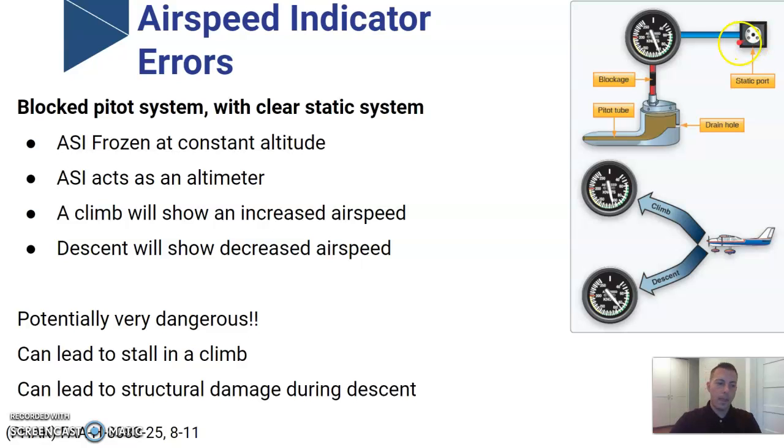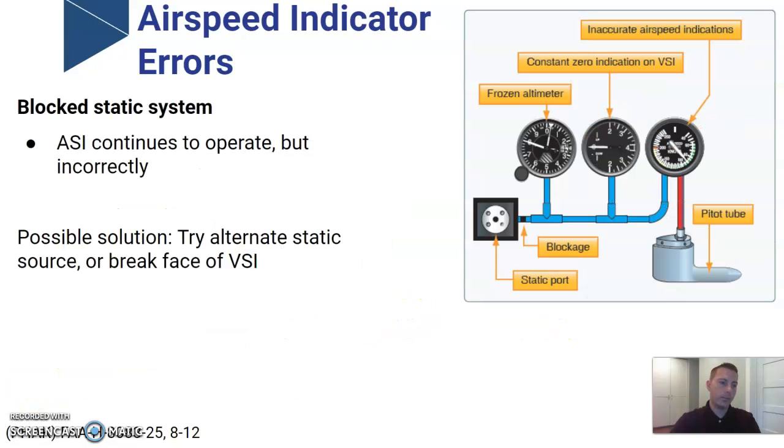A climb will show an increase in airspeed, and a descent will show a decrease in airspeed. And this can be dangerous because it can lead to a stall in a climb because you're reading a higher airspeed than what you normally are. And you can cause structural damage because you're overspeeding the aircraft in the descent because you're showing a low airspeed. If you have a blocked static system, the airspeed indicator is going to continue to operate, but it's going to be incorrect because we don't have that differential anymore. We don't have the correct atmospheric pressure from the outside to counteract what the ram air pressure is giving us. So it's going to still read, it's just not going to be as accurate.